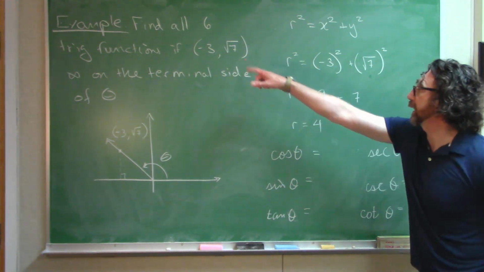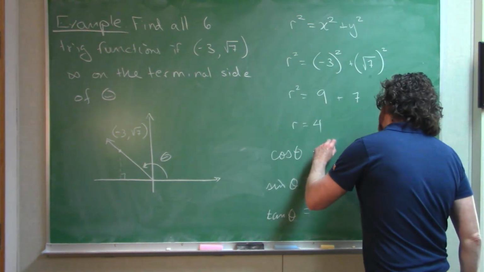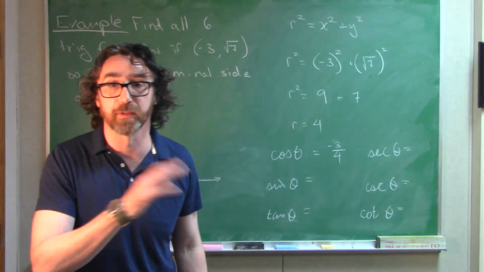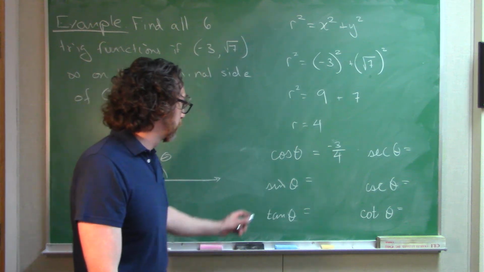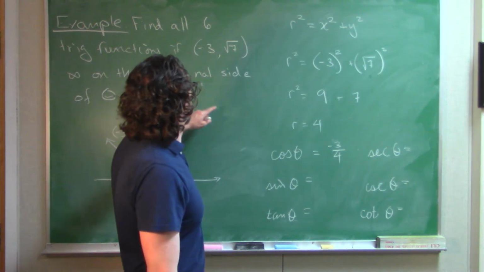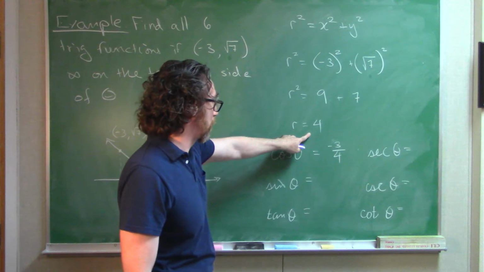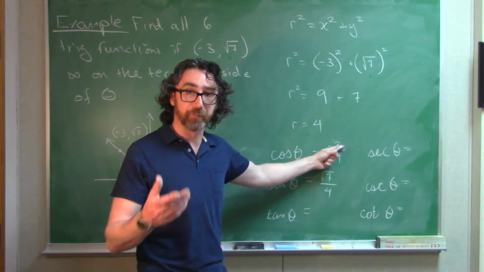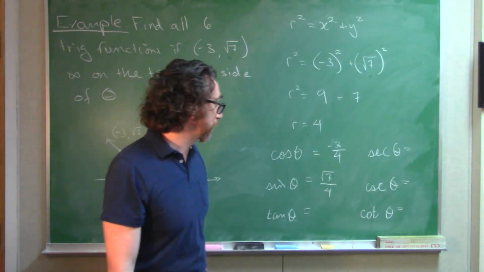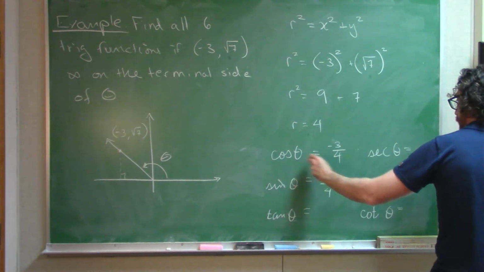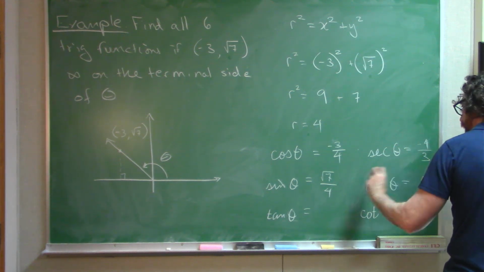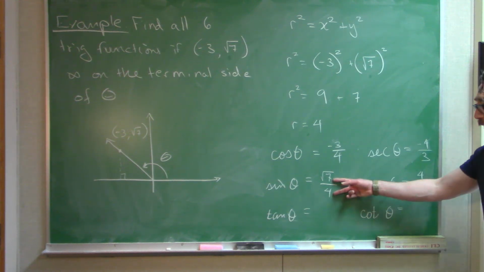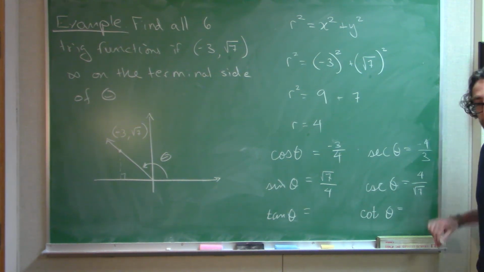Cosine, x over r, negative 3 over 4. Notice any of the trig functions can be negative. They can be positive, they can be negative. Sine theta, remember, y over r, radical 7 over 4. Notice these both have that r in the denominator. Also remember, when you get cosine, you get secant for free: negative 4 over 3. When you take sine, you get cosecant for free. Flip the sine, you get the cosecant.